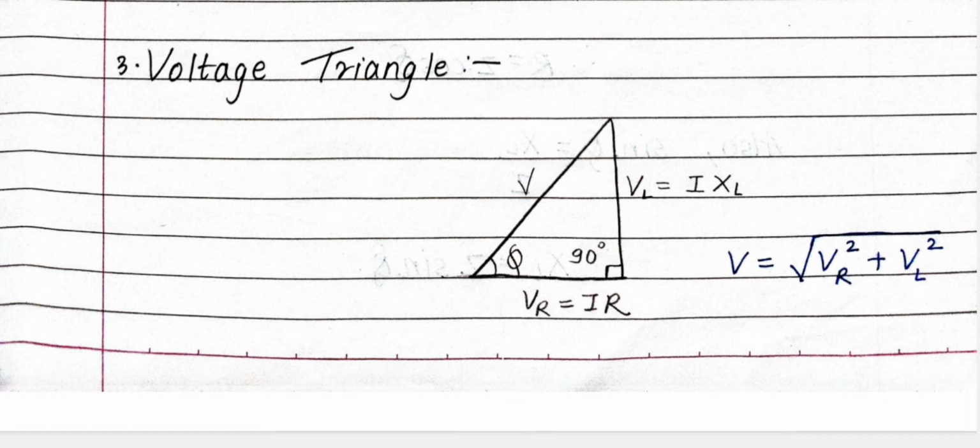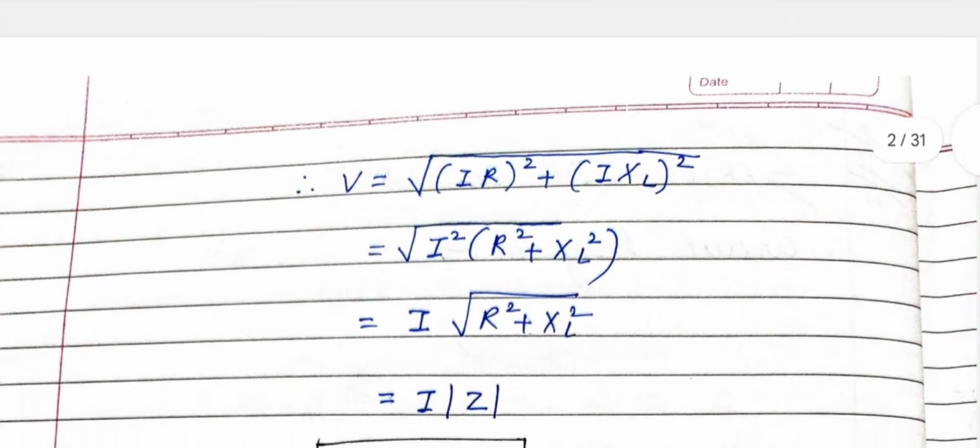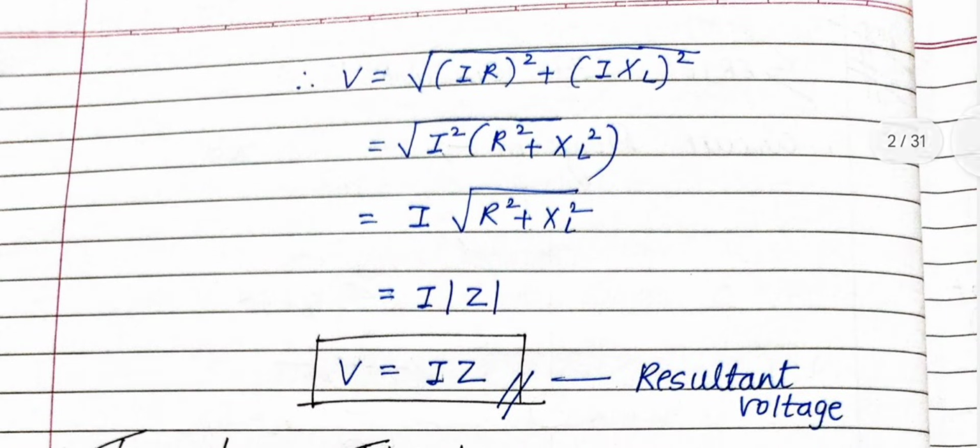Now according to Pythagoras theorem, the hypotenuse V is equal to under root of VR square plus VL square. I don't think I have to explain Pythagoras theorem over here. So according to it, V is equal to under root of VR square plus VL square. Now we have the formula of VR, that is I into R, and VL, that is I into XL. Just put it over here as I have written here. V is equal to under root IR the whole square plus I into XL the whole square.